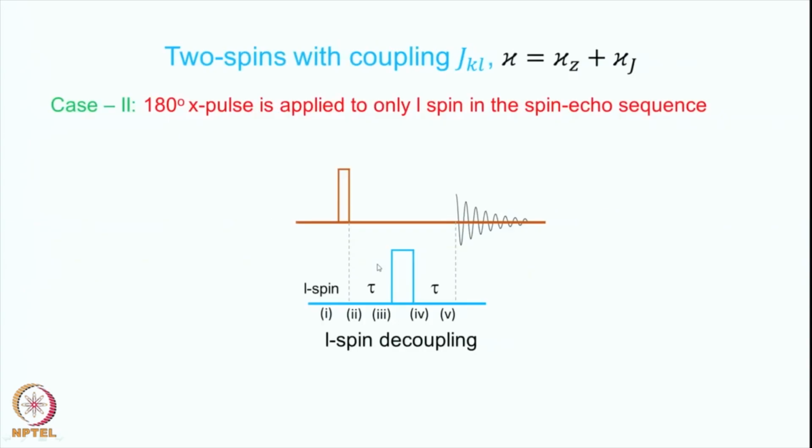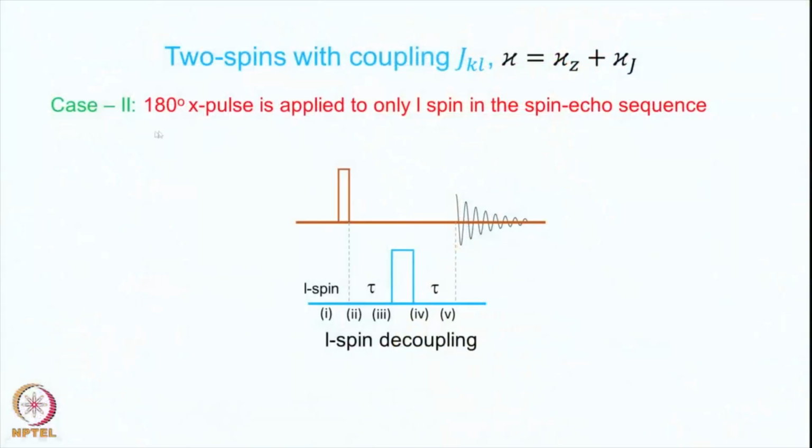So, therefore, that was the simplest case, we could calculate the evolution under the coupling in a simplified manner. We do not need to calculate the chemical shift evolution once more, we can assume that we have already calculated it and we simply calculate the evolution under the coupling. The 180 pulse is applied to both the spins. Now, we consider the next case, which is case 2.